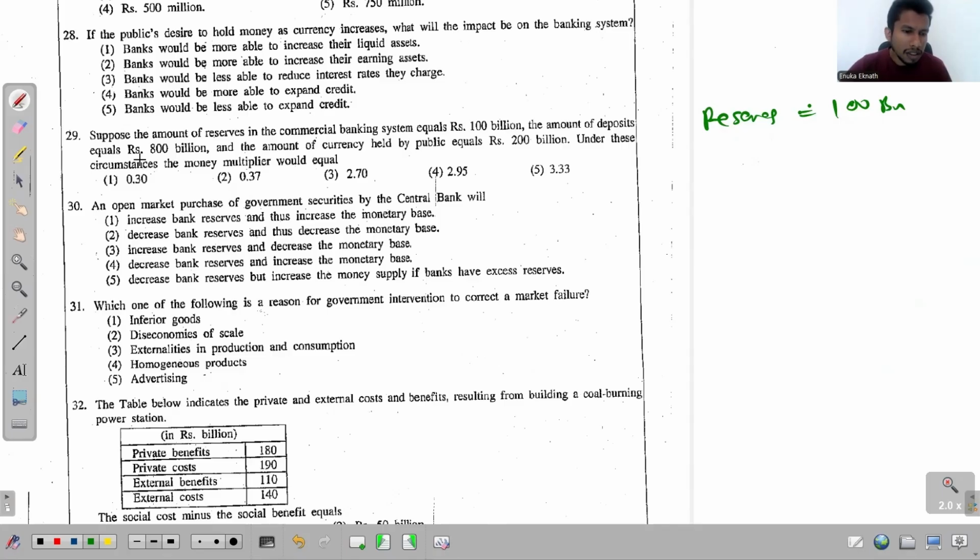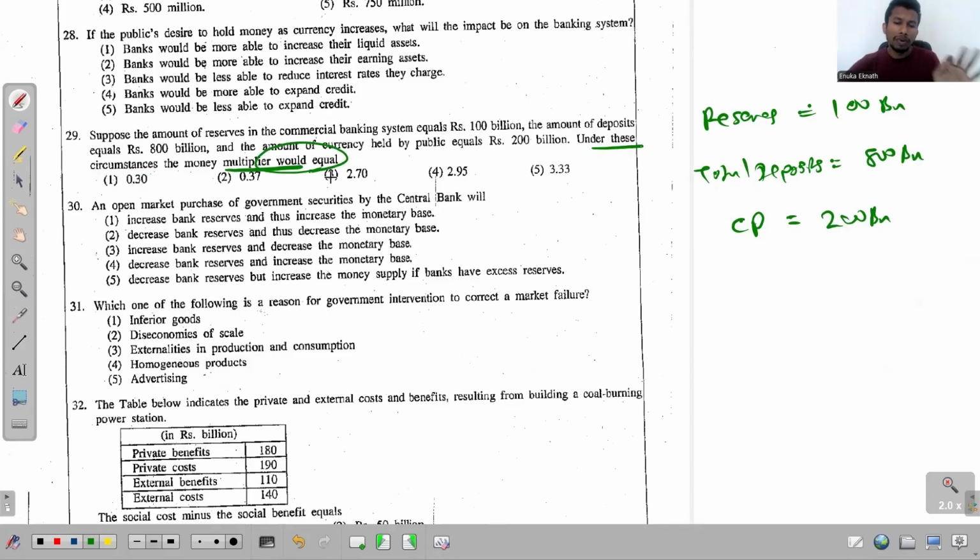And the amount of deposits equals 800 billion, total deposits in the entire banking system, 800 billion. And the amount of currency held by the public equals 200 billion. Currency held by the public is 200 billion. And by giving all these data, what do they ask us to find? Under these circumstances, the money multiplier would equal which one of the following? So that's the question.